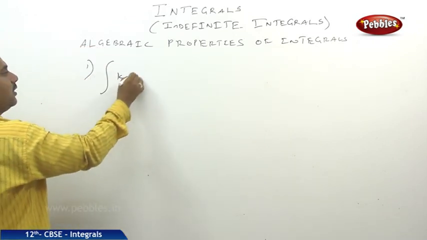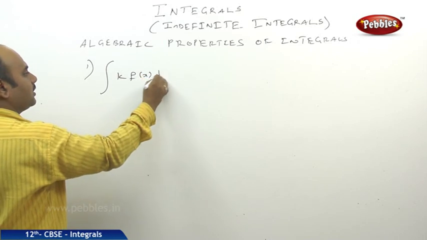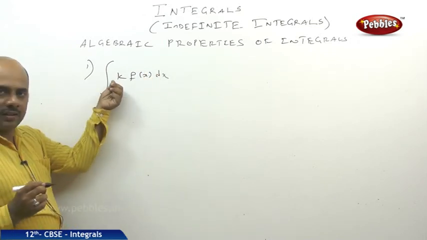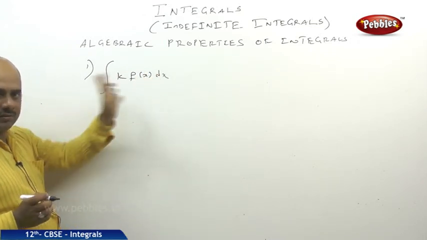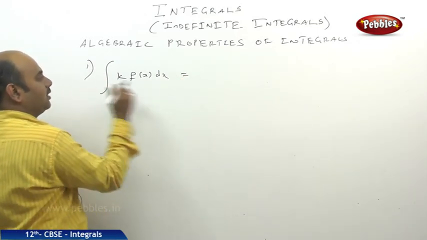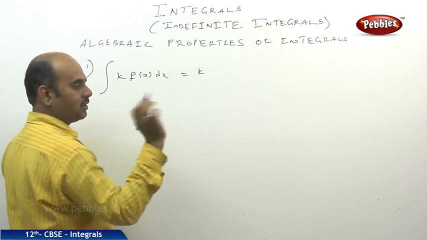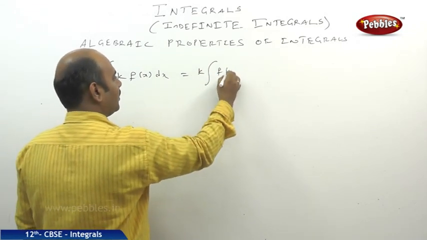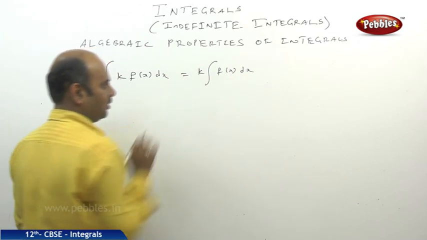Integral of k into f of x dx. That means constant multiplied by the function. Constant multiplied by the function. So what happens? This particular k comes outside. K is always a constant, and integral of f of x dx.